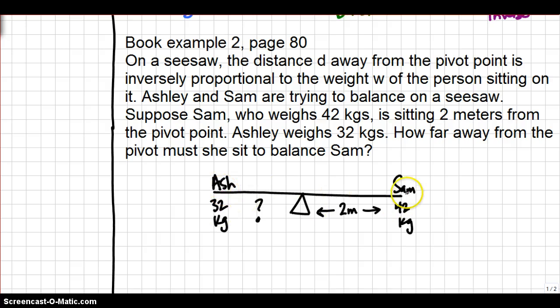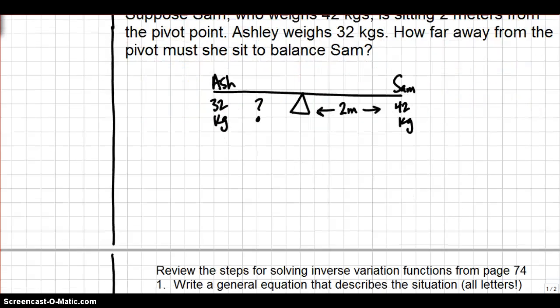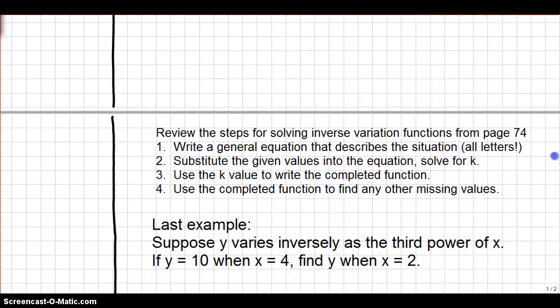So I went ahead and drew a quick, crude picture of the seesaw here with the pivot point in the middle. Sam and his weight are listed along with his distance away. Ashley and her weight is listed. We don't know her distance away. First thing we should do is review the 4 steps from yesterday.